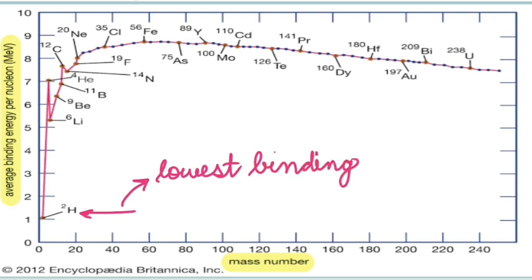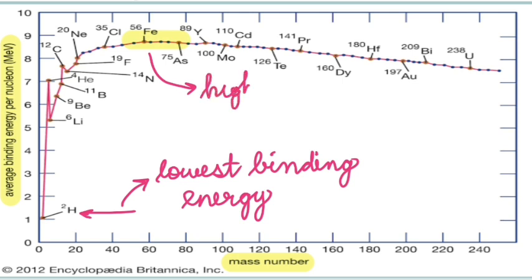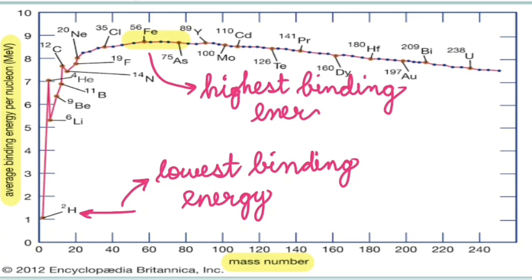This one is having the lowest binding energy. Now as we go above, what do we see? From atomic number 50 to atomic number 80, what do we see? Here is the highest binding energy. So here it will be the highest binding energy, and the mass numbers are also low.